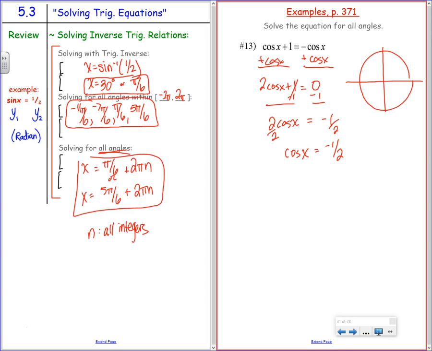Do you guys figure out what quadrants cosine is negative? Yeah. Which ones? 2 and 3. Good. And then which reference angle? Was it a 30, a 45, or a 60? It was pi over 3, which is a 60. Good. If you were looking in your unit circle, that's where the x would have been negative 1/2. Cheater chart: 60 degrees is where this is going to happen.